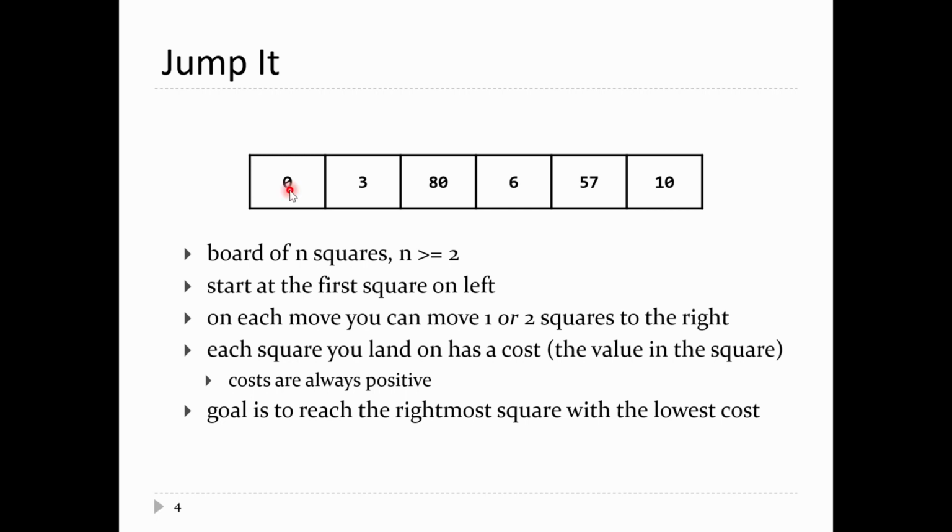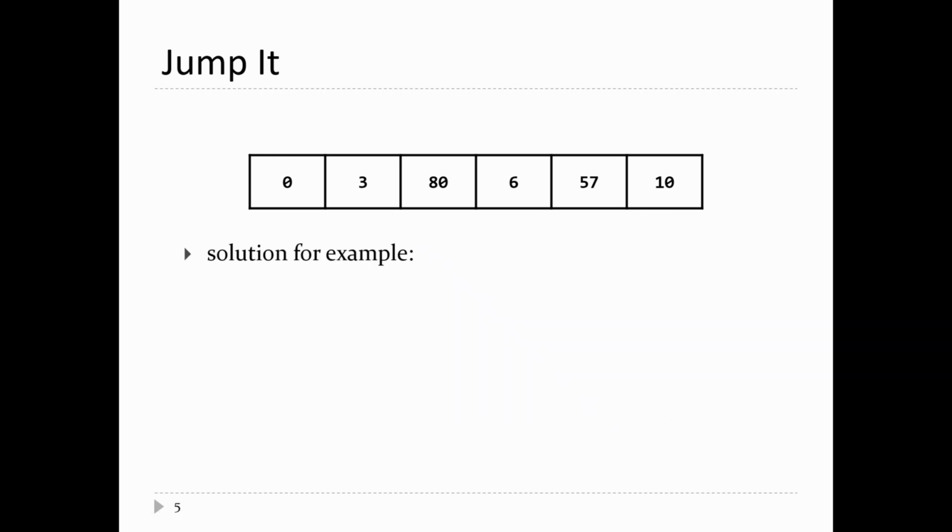When you move, you're allowed to move 1 square to the right, or you can move 2 squares to the right. So every step you make is always 1 or 2 steps to the right. All right, so for this particular board, what is the lowest cost solution? Well, I start at the 0, so I'm going to go to the 3, because my choice is between 3 or 80. So the sensible thing would be to move to the 3. 3 is less than 80 after all.